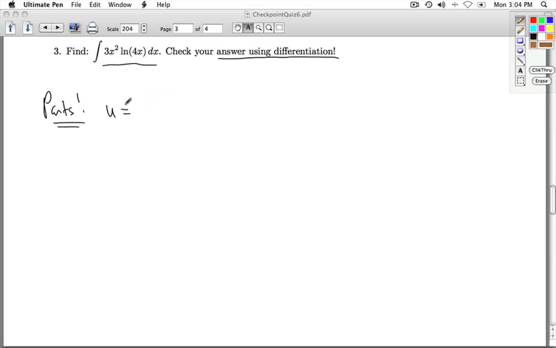So the idea is we want to let u be a complicated thing so that when we take its derivative it becomes easier. We'll let u be natural log of 4x. The dv then is everything else.